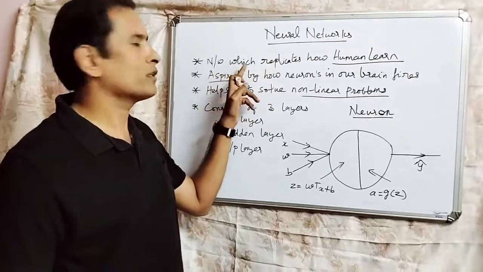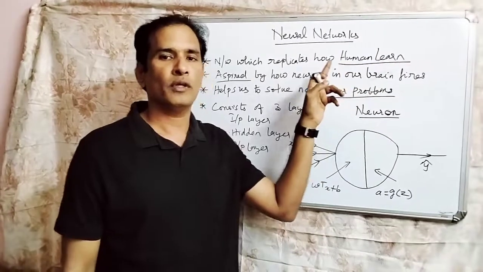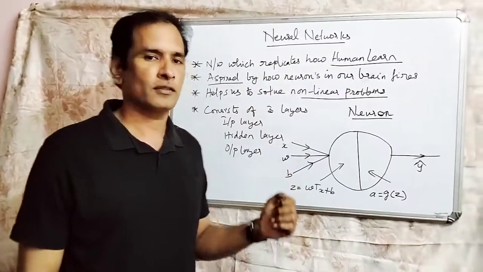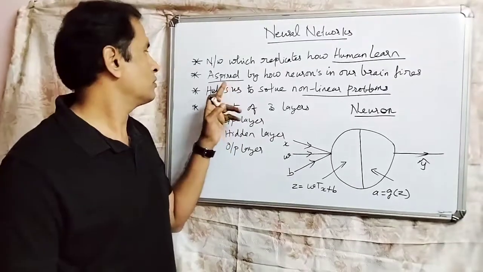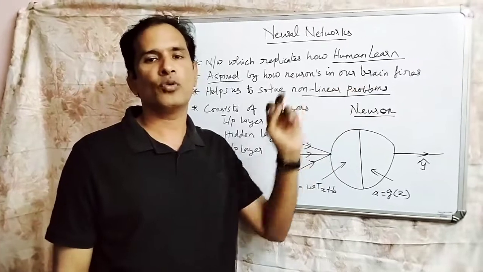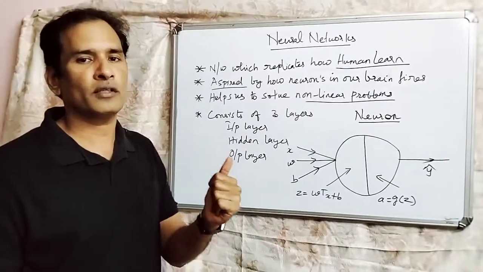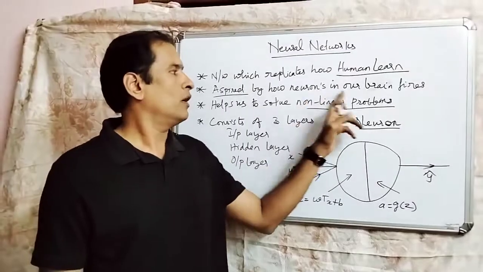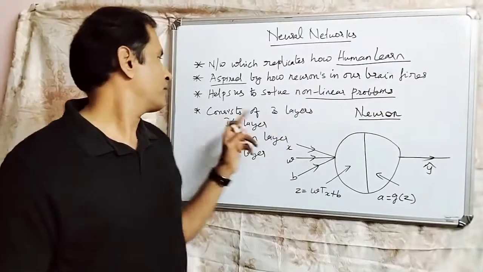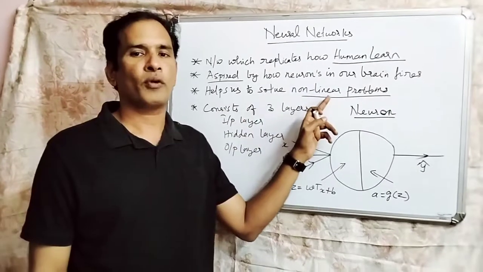A neural network is nothing but a network which replicates how humans learn things from the real world. It is also inspired by the neurons in our brain, by how the neurons in our biological brain fire. This neural network concept has been inspired from how our biological brain fires. This neural network is also used to solve non-linear problems.